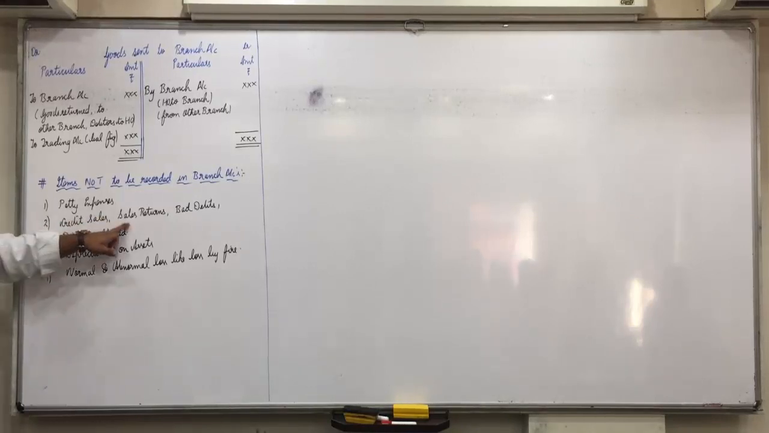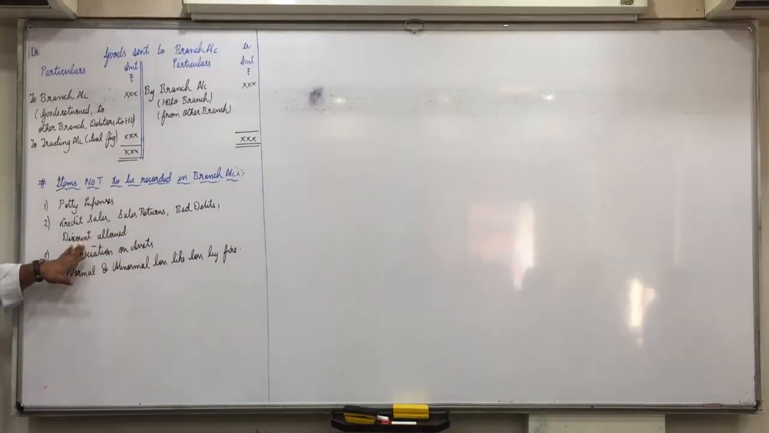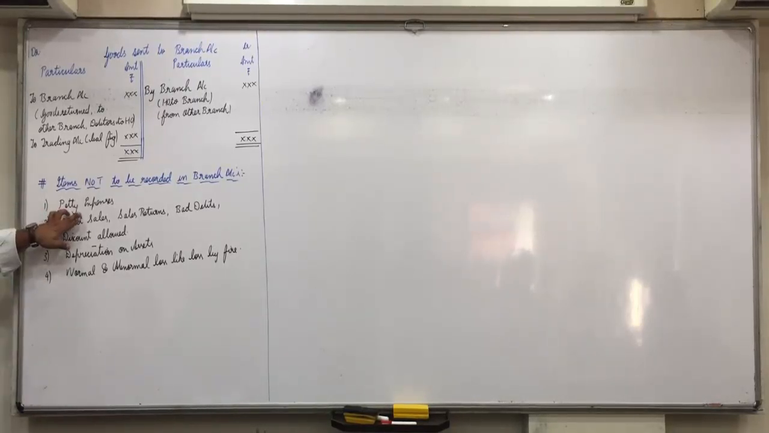Credit sales, sales return, bad debts, discount allowed are not going to be recorded. Cash sales come on the credit side, but credit sales are not to be recorded. Exactly why this is so, you'll understand in further lectures. In the next lecture you'll understand the reason for petty expenses, and the lecture after that the reason for credit sales. Depreciation maybe you'll understand today itself, and normal loss in the last lecture. One by one we'll be doing the workings in detail, then you'll understand why these things are not to be recorded.